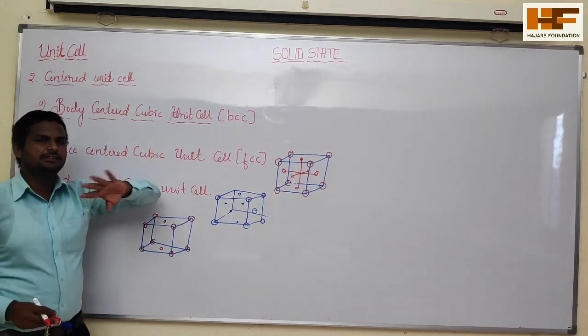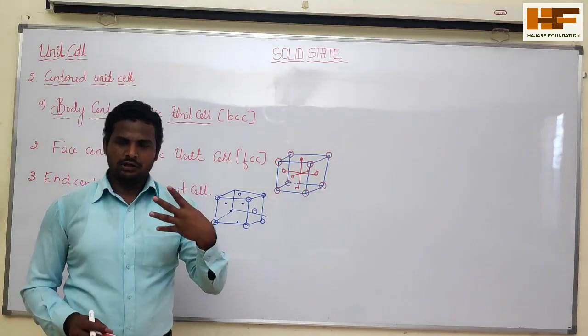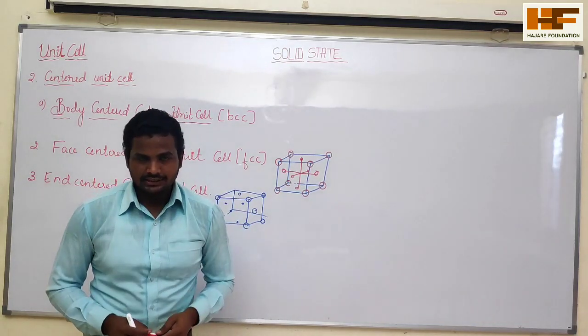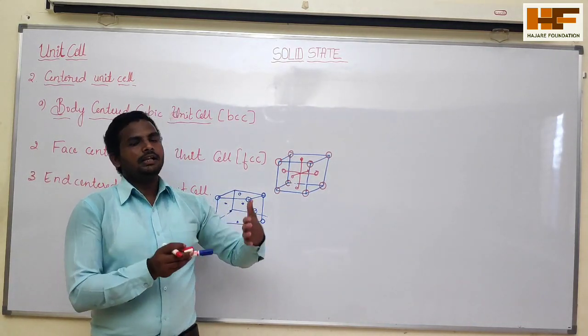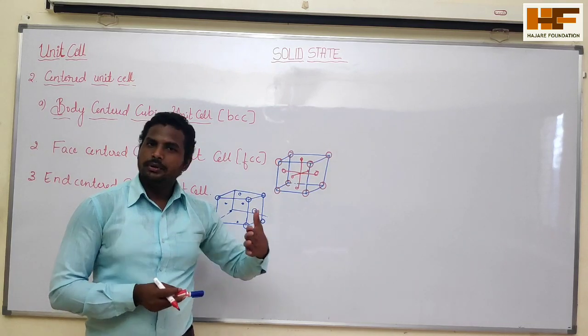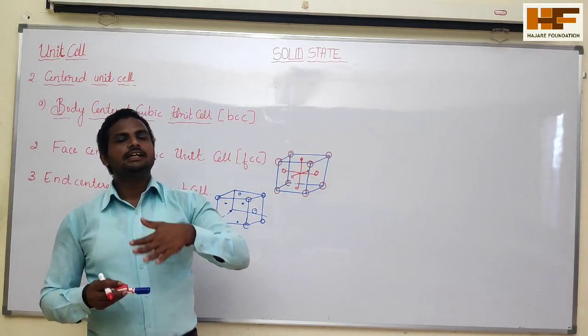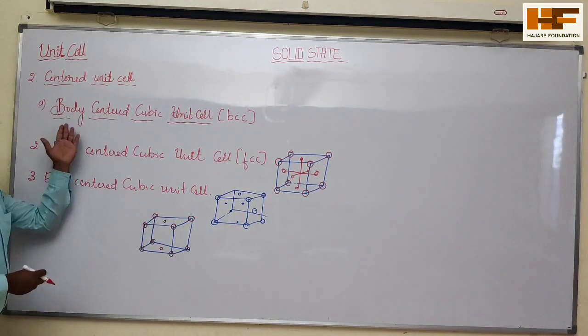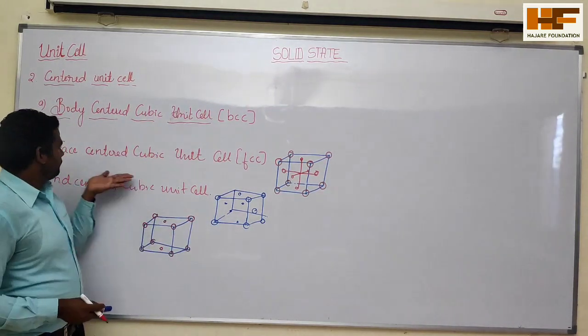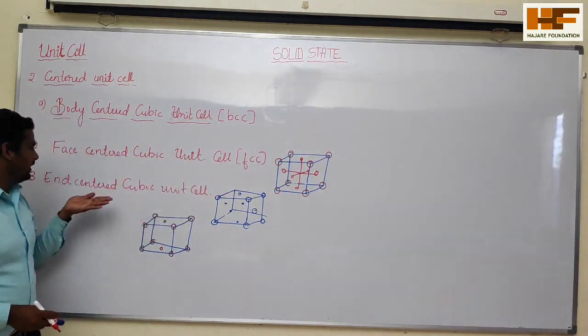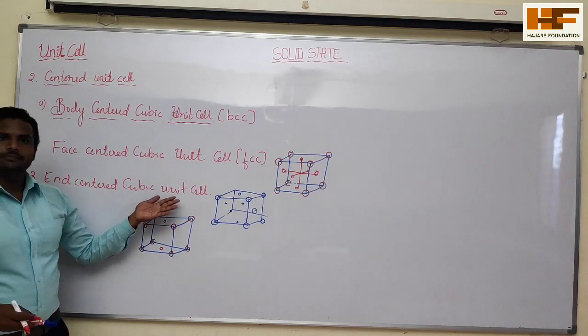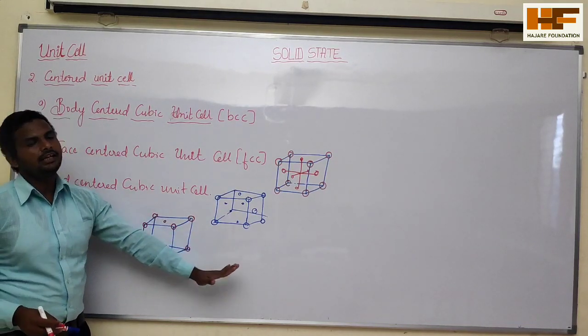So these are actually classified mainly into 4 types. So in those 4 types again we classify. First one, simple unit cell, that can also be called primitive unit cell, and second one, centered unit cell. In that centered unit cell again classified into body centered, that is BCC, face centered, that is FCC, and last one, end centered cubic unit cell. So these are the types.